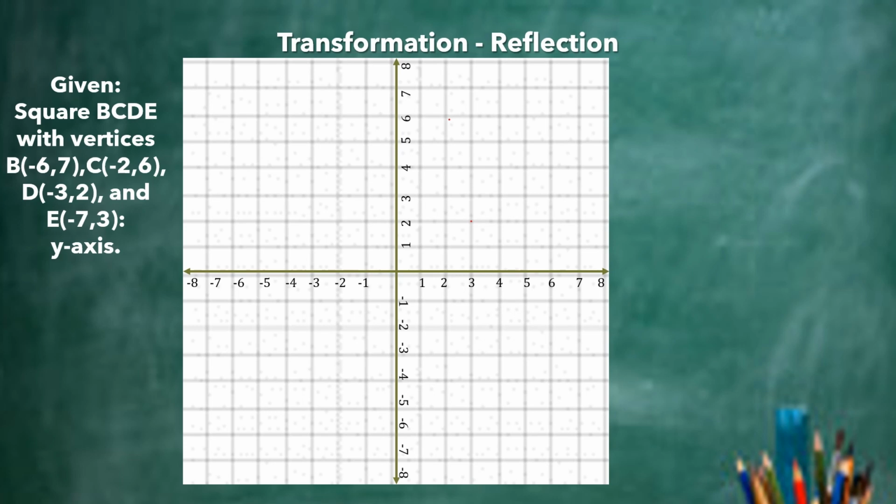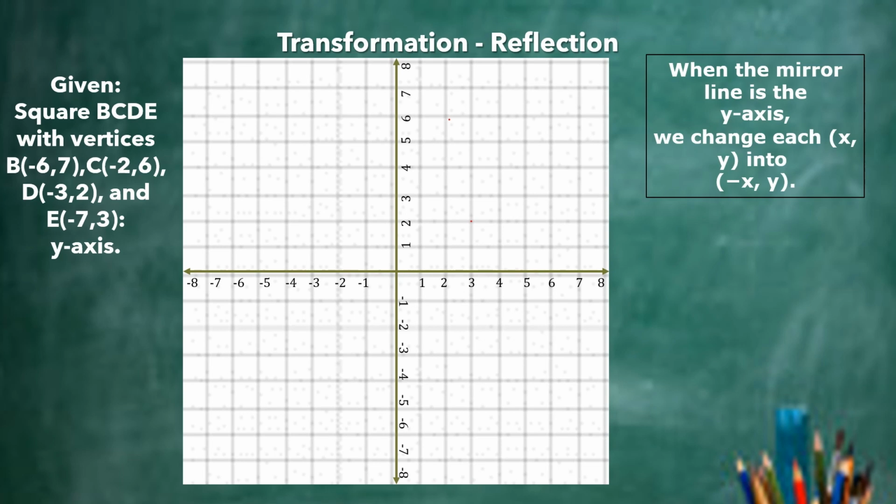We're told that square BCDE has vertices or points or coordinates B at (-6, 7), C at (-2, 6), D at (-3, 2), and E at (-3, 7), and that the reflection line, or the mirror line, or the center line, is called different things in different math books. I'm not sure how your teacher would refer to it. It is the y-axis, but it's that line that will be exactly in the middle of your original image and your transformed image.